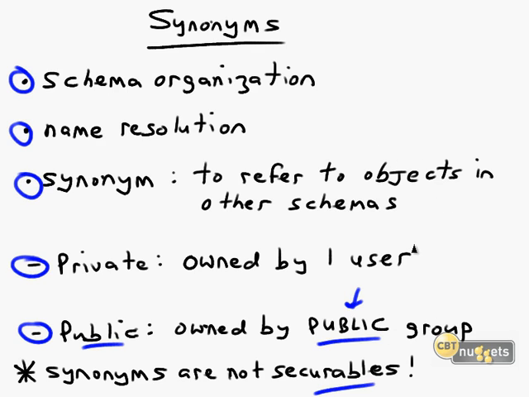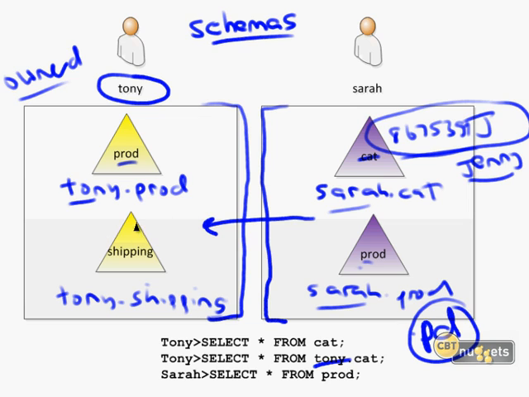Synonyms provide no security. That is to say, remember our earlier example, let me actually bring up the whiteboard again. Unless Tony gives Sarah privileges on, let's say, his shipping table, Sarah is not going to be able to touch that table at all. Even if Tony creates a synonym to advertise the shipping table as, let's say, SH instead of shipping, Sarah can try to run select star against SH.